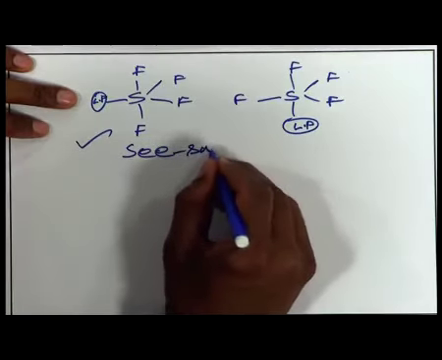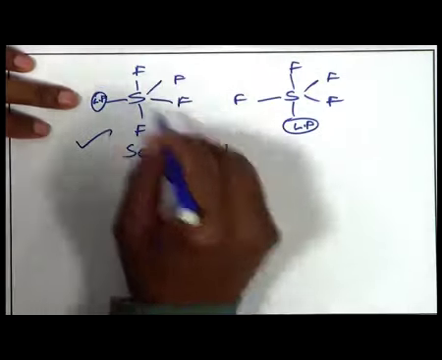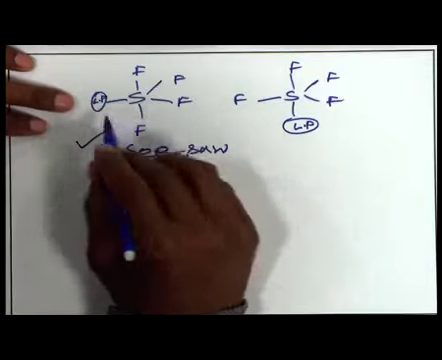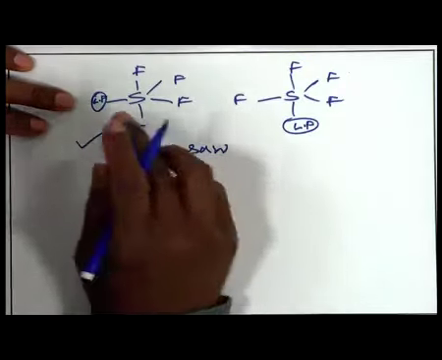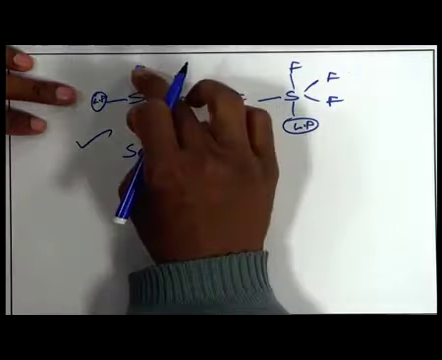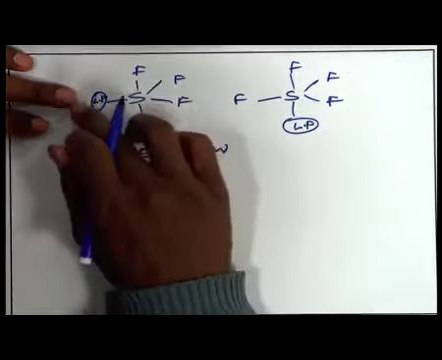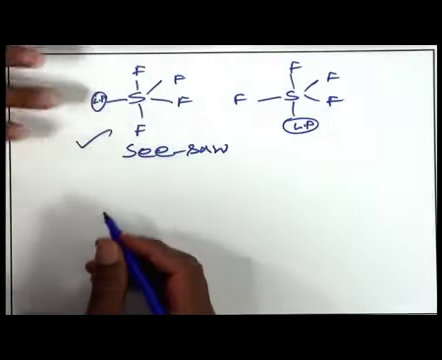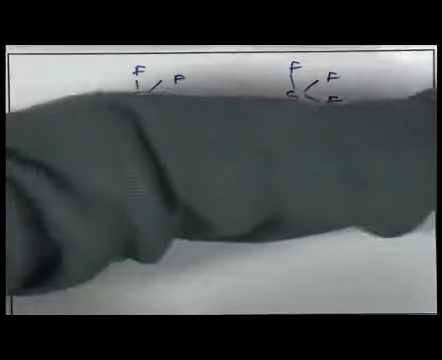Seesaw shape. Okay. So you can see, what is the shape? Seesaw arrangement. That seesaw arrangement of the geometry is based on the arrangement of these fluorine atoms, not based on this lone pair. Now let us see another molecule.